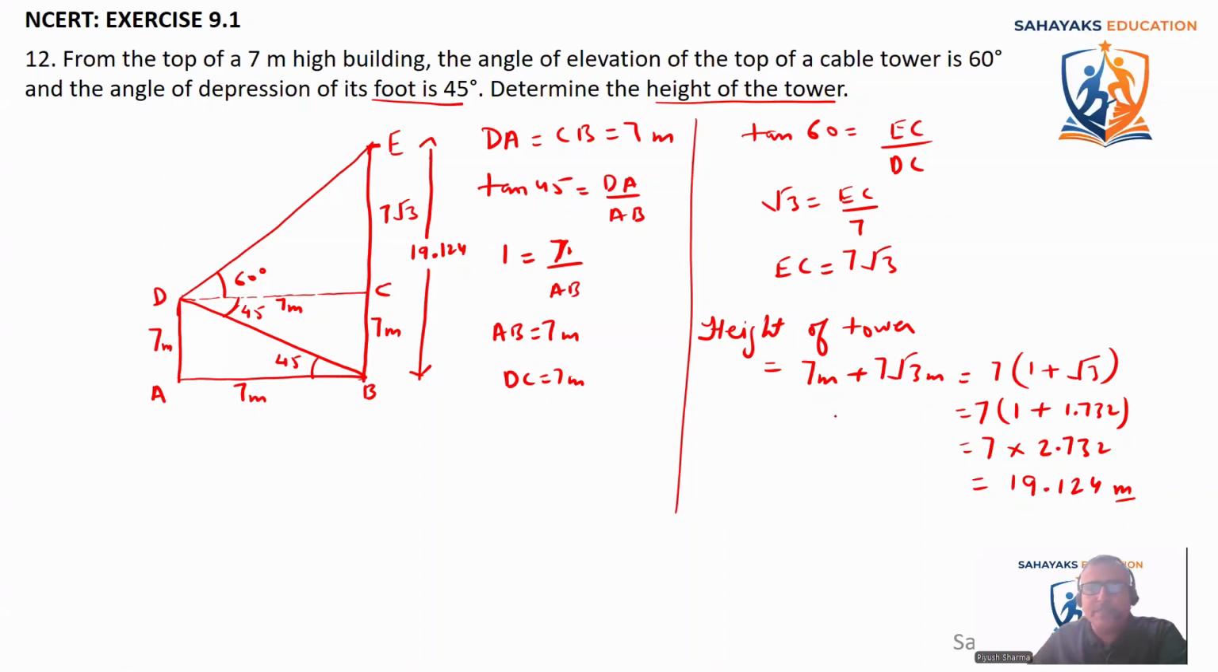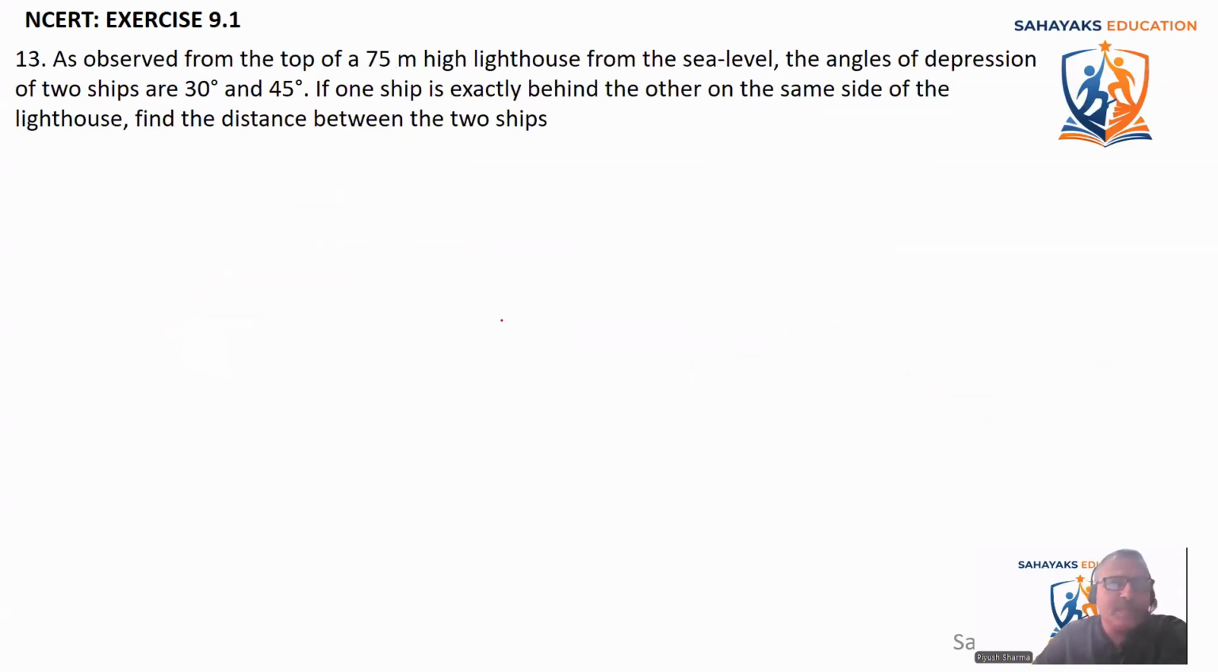Okay. So coming to the next question. As observed from the top of a 75-meter high lighthouse from the sea level, the angle of depression of two ships are 30 degree and 45 degree. If one ship is exactly behind the other on the same side of the lighthouse, find the distance between the two ships. So they're saying there's a lighthouse here. So I'll just make a lighthouse. This is the lighthouse, and this lighthouse is 75 meter high.